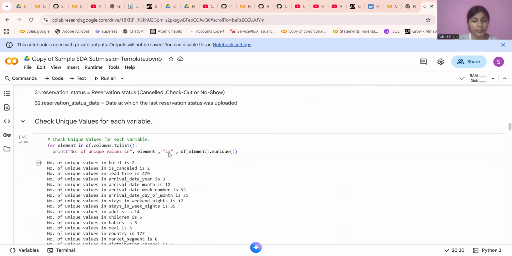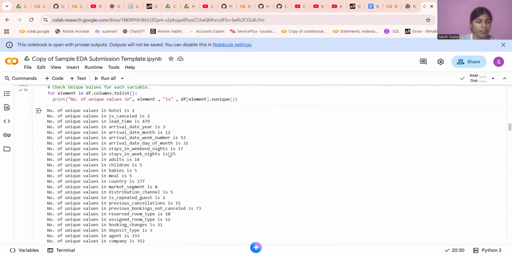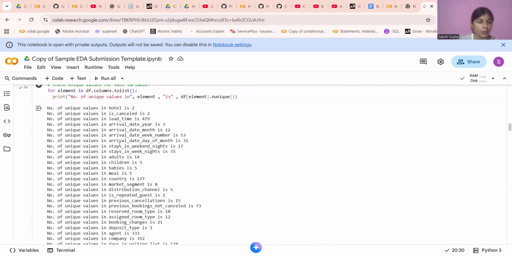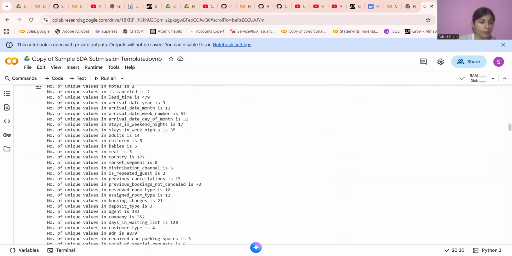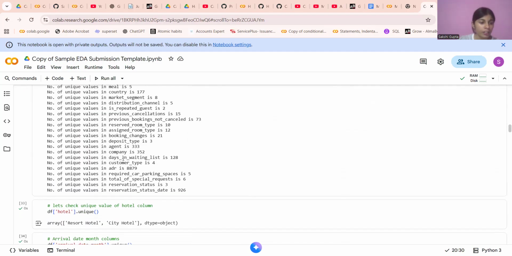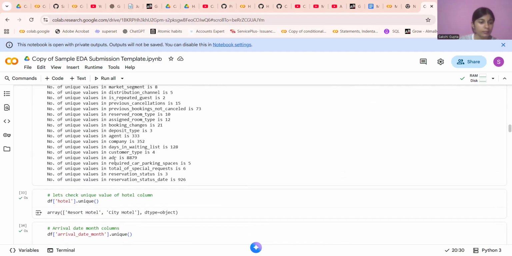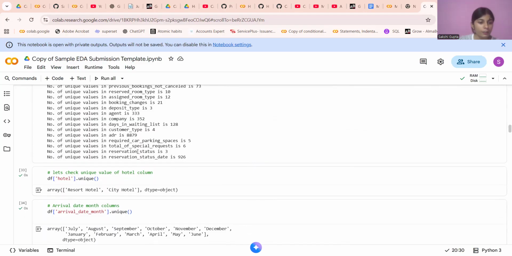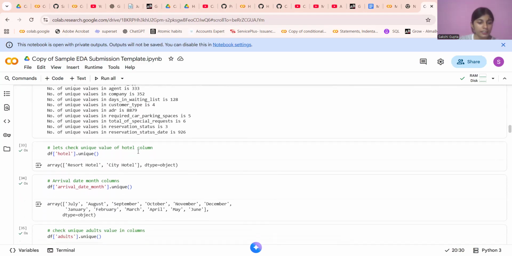Then I check the unique values for each variable. The number of unique values in hotel is 2. The number of unique values in is cancelled is 2. The number of unique values for adults is 14. Children is 5. Babies 5. The number of unique values for required car parking spaces is 5. The number of unique values for reservation status is 3.